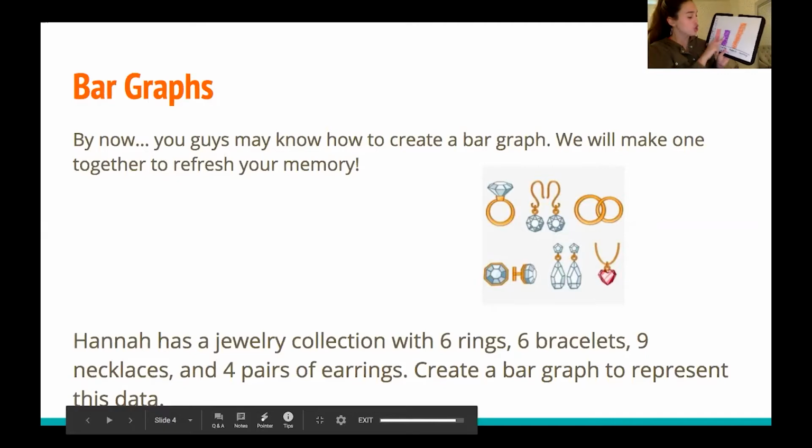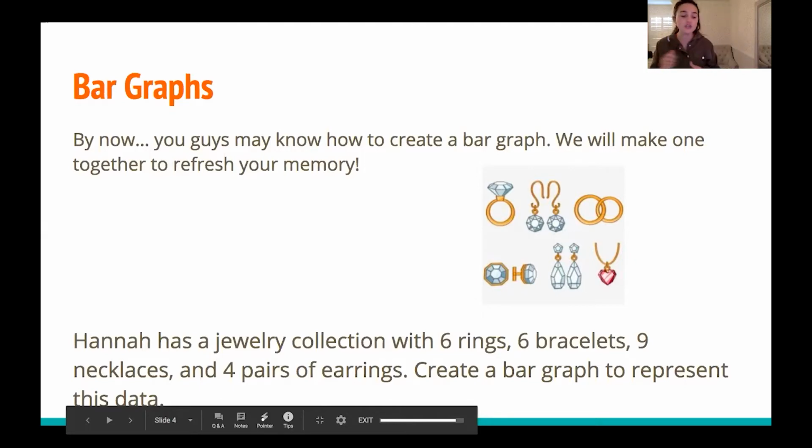We have two bars for rings and bracelets, and then we have another one for necklaces. Now, finally, earrings. How many pairs of earrings does she have? 4. Awesome job. So let's find that 4 on our y-axis. Move our finger over and create a bar for earrings. Perfect. I like to color mine in, so that is exactly what I'm going to do here.